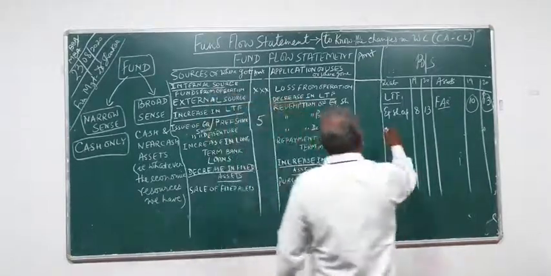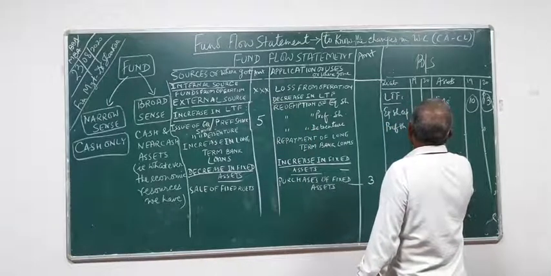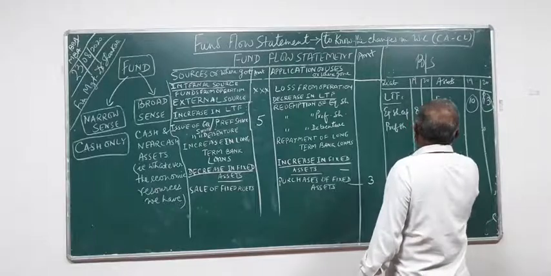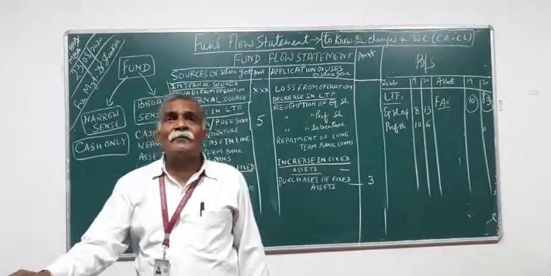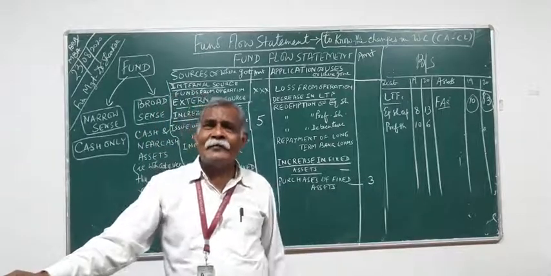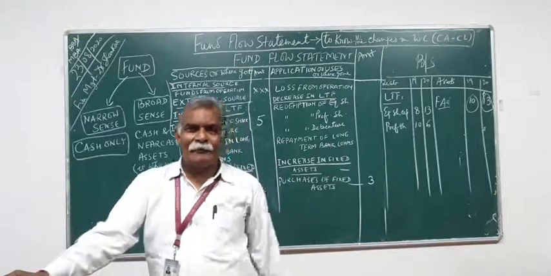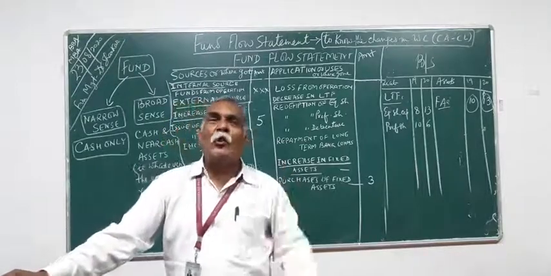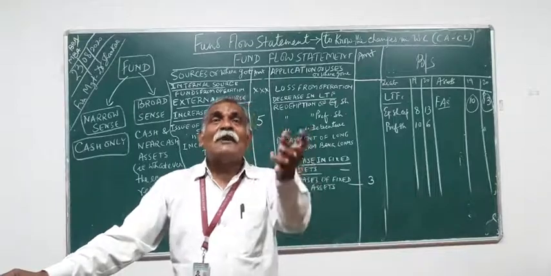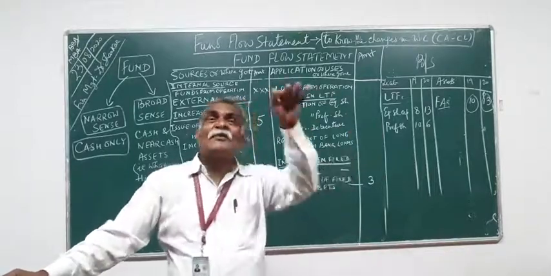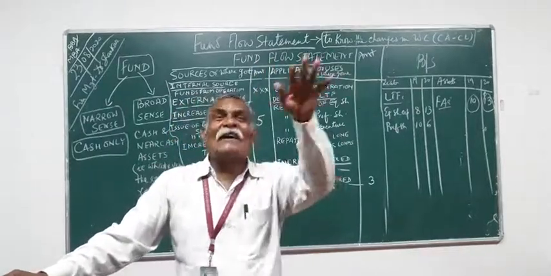Now, say preference shares, that is 10 to 6. What does 10 to 6 mean? It is decreasing. Why is it decreasing? Because you have already paid the money to the preference shareholder. Now the preference share capital has decreased from 10 rupees to 6 rupees, or 10 crores to 6 crores, or 10 lakhs to 6 lakhs.